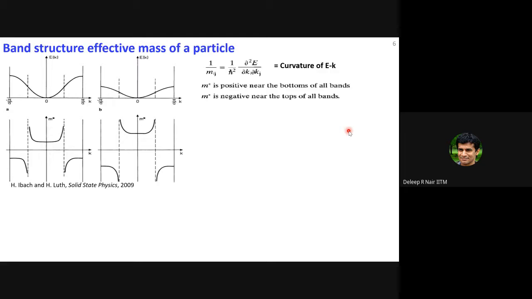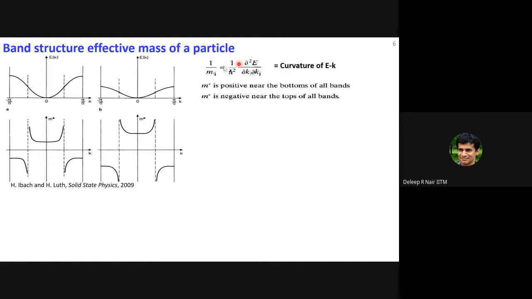If you get these two expressions and do a little algebra, you get a quantity which has the dimension of mass. We call that quantity the effective mass. If you do the algebra, you can derive the expression for the inverse of the effective mass: 1 by h cut squared times d squared E by dk squared. This term is nothing but the curvature of the EK diagram.